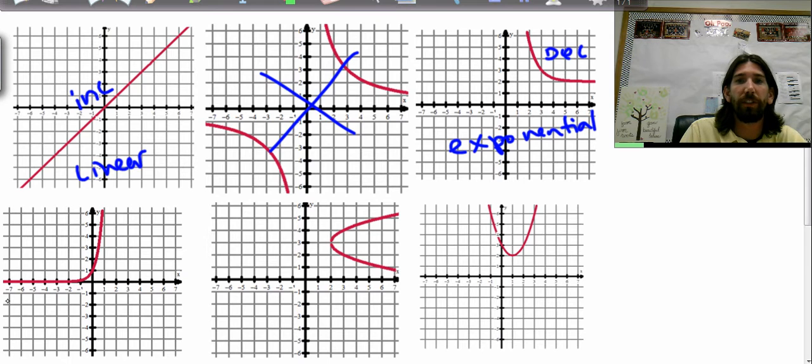Over here, see the flat part in the beginning? Not actually flat, but looks flat. He's always increasing and he's not straight. Therefore, this is exponential.